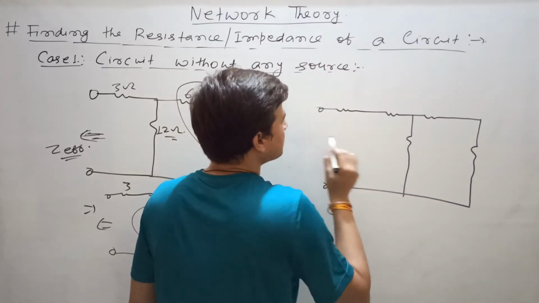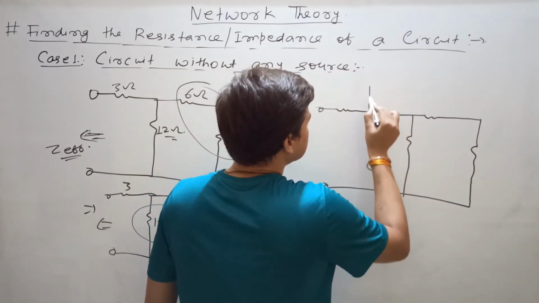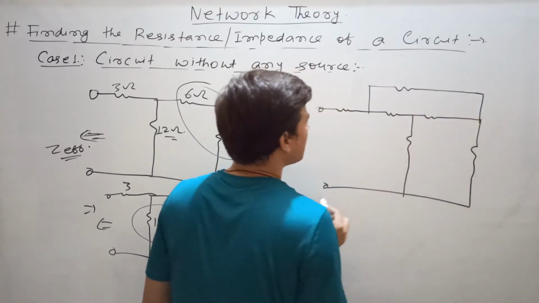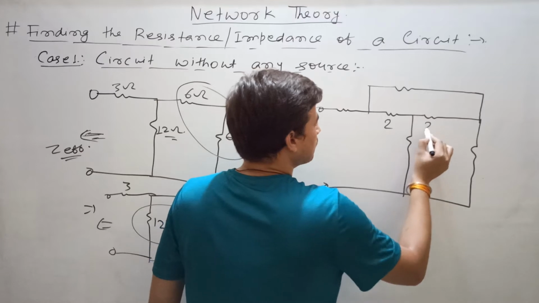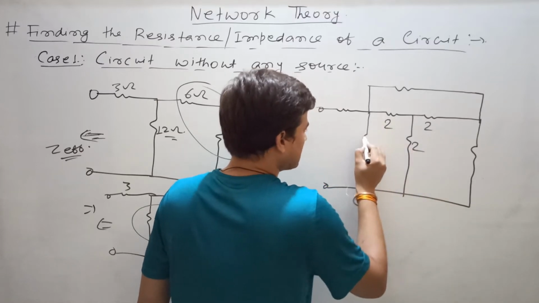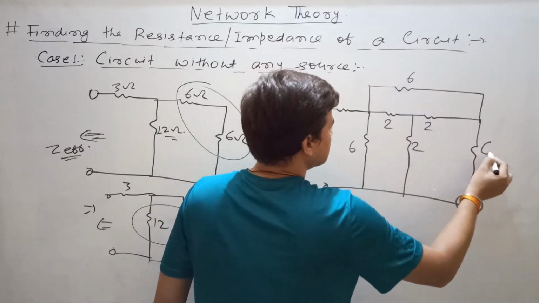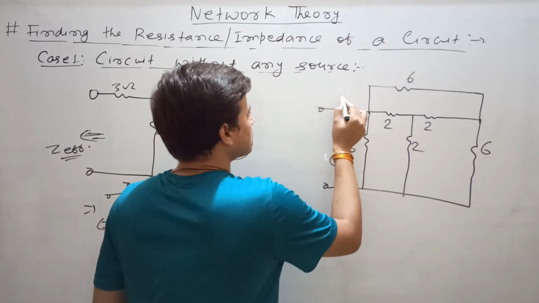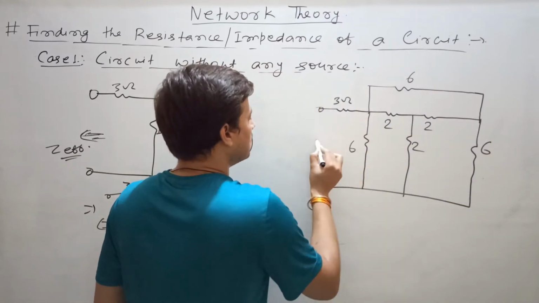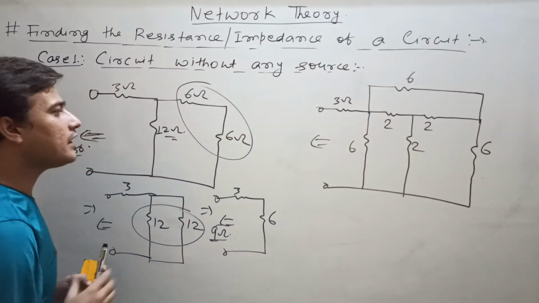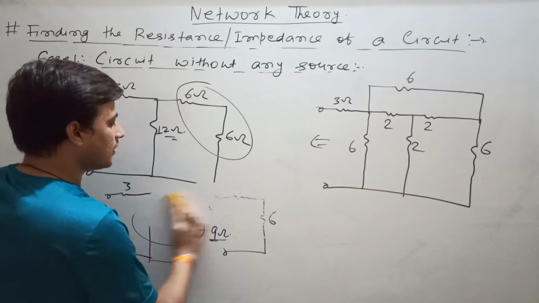Suppose this is the circuit. Now you will see that a resistance is connected like this. This is 2 ohm, 2 ohm, 2 ohm. This is your 6 ohm. This is 6, this is 6. Suppose this is your 3 ohm. So now you have to find R effective. Let us see how to find R effective in this condition.